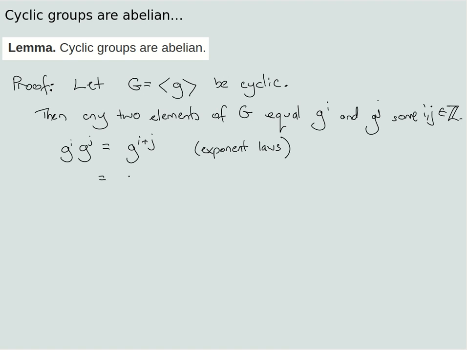On the other hand, i plus j is the same as j plus i. So we've got g to the j plus i, and this, again using the exponent laws, is g to the j times g to the i. So our conclusion is that if you take any two elements of G, then those things are equal to g to the i and g to the j for some i and j, and g to the i times g to the j and g to the j times g to the i are equal to one another, because they're both equal to g to the power i plus j. So we've shown that any two elements of our cyclic group G commute with one another, and that means our group is abelian.